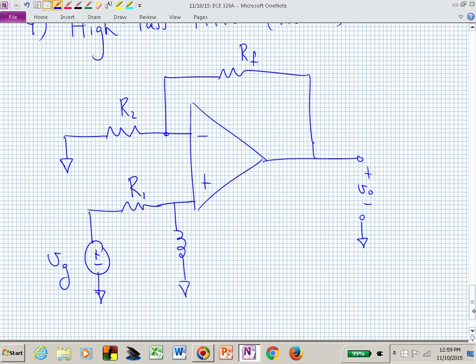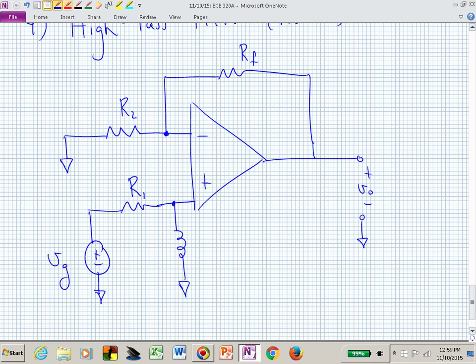And did you analyze this circuit in 220? I don't know if you did or not. It doesn't matter. Let's figure out how to analyze it. I'm just carrying on a conversation.